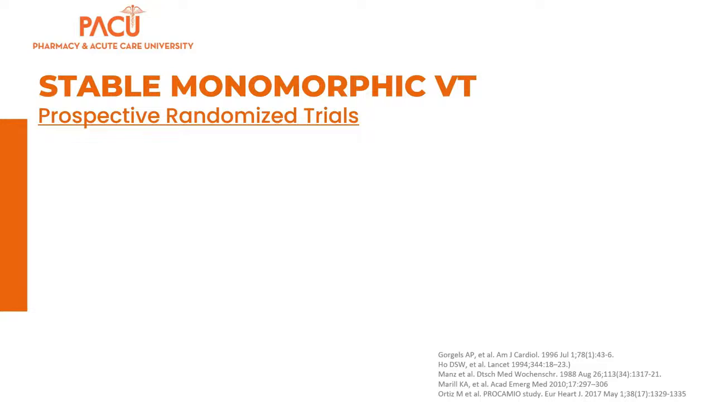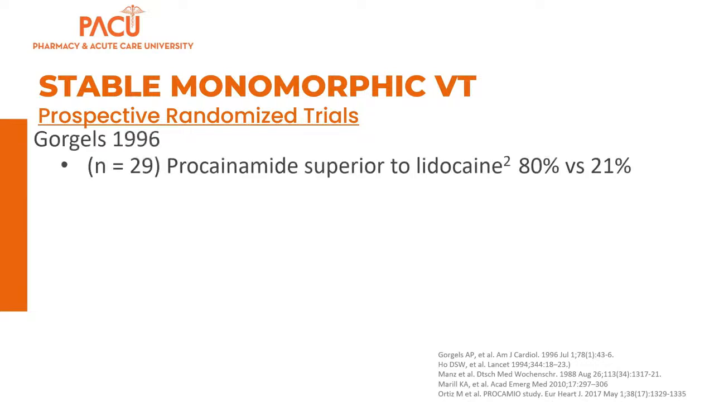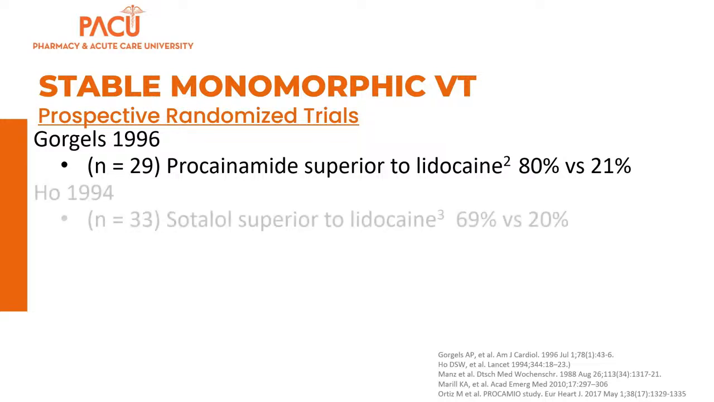There's just not a lot of evidence on the treatment of stable ventricular tachycardia. There's only a handful of randomized controlled trials, half of which use medications that are unavailable now. Gorgels in 1996 had a study with procainamide, showed superiority to lidocaine. Only had 29 patients. Ho in 94 studied 33 patients, showing that sotalol was superior to lidocaine. Those were the only two drugs that they studied in that trial.